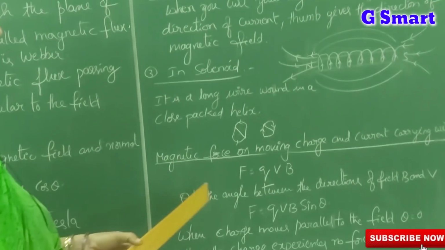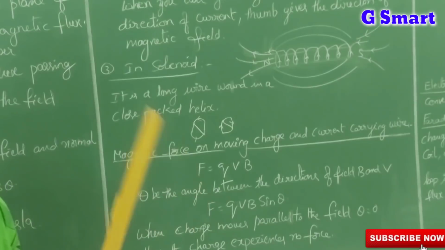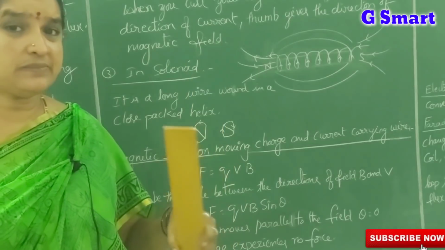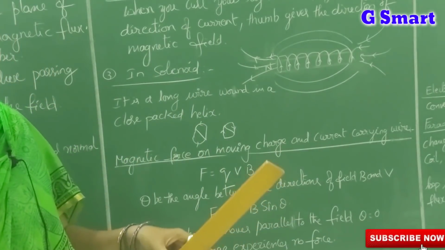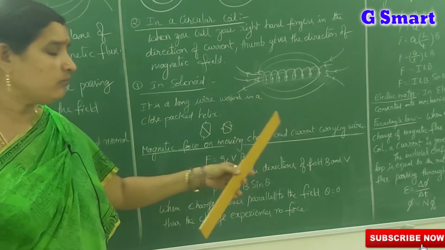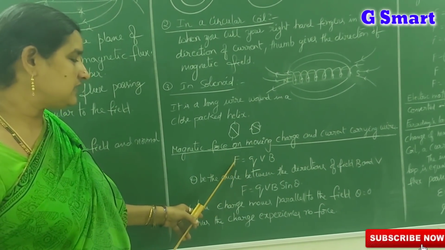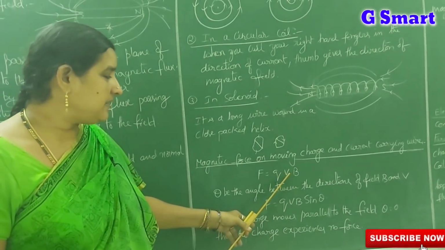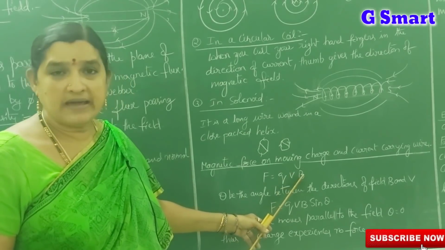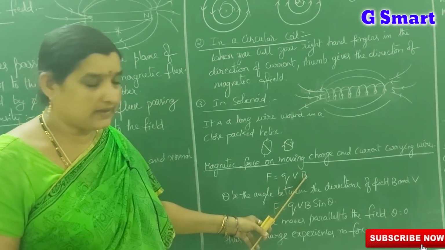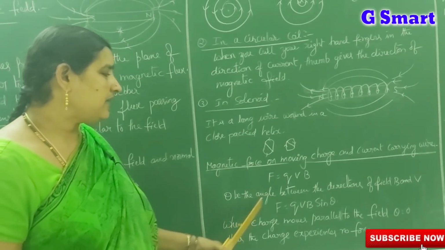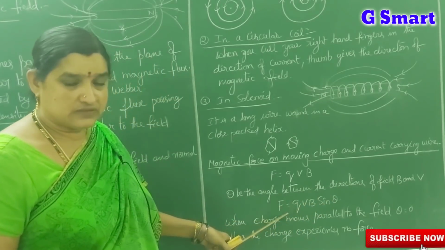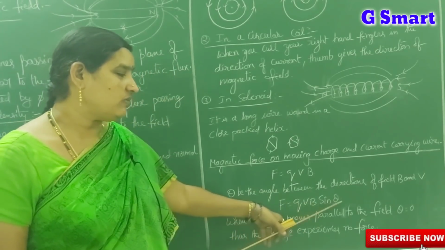Magnetic force on a moving charge and a current carrying wire. A current carrying wire produces a magnetic field, we know. In that magnetic field, how much force will be exerted on a moving charge? The formula for that is F equals QVB, where Q is the charge, V is the velocity of the charge, and B is the magnetic flux density. Theta is the angle between the direction of field B and V. Then the formula changes to F equals QVB sin theta.